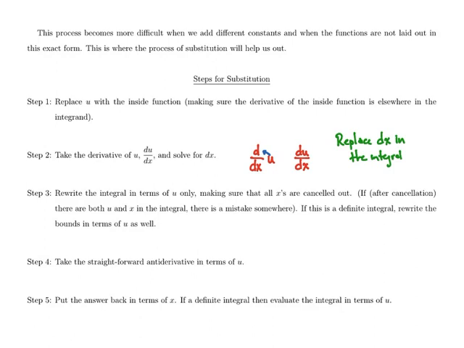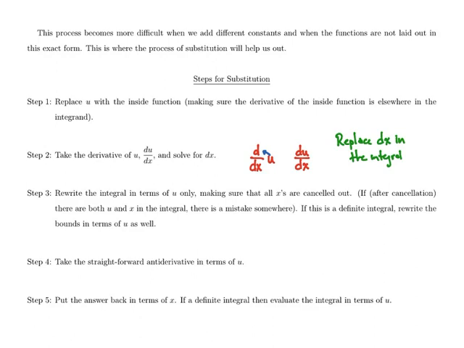Step 3, we're going to rewrite the integral in terms of u only, making sure that all x's are canceled out. And this is a good check: if after cancellation there are both u and x in the integral, then we've made a mistake. We should stop and try to figure out the mistake. And the mistake may be that substitution doesn't work for this integral. And note that if this is a definite integral, we are also going to rewrite the bounds in terms of u as well. Everything in the integral has to be in terms of our new variable u.